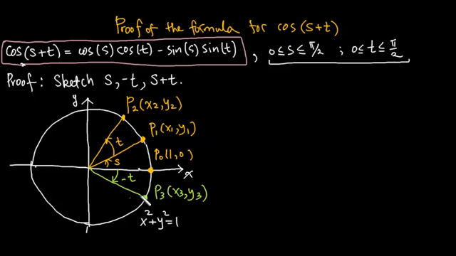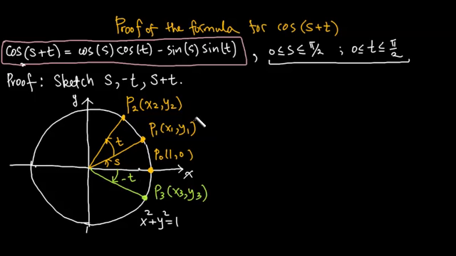So this is the setup you need to memorize a little bit. Of course, it might have taken a long time for people to discover this neat setup so that the proof unfolds nicely and cleanly. But this is the setup: sketch S, S plus T, and negative T, and label it like this.